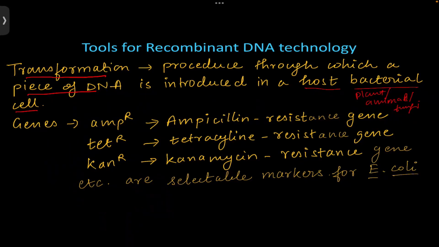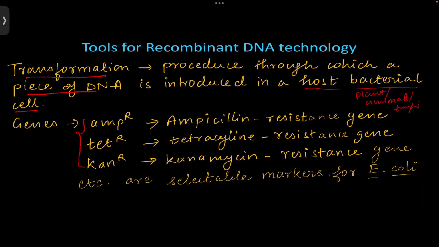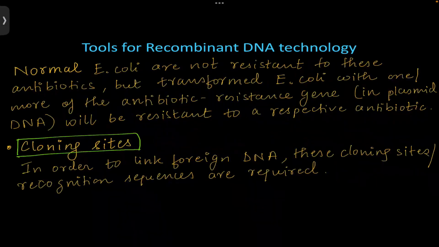Now, I told you that these are the selectable markers. So this ampicillin resistance gene, tetracycline resistance gene. This is kanamycin, another antibiotic. If this kanamycin resistance gene is present, then that particular host cell will be resistant to the kanamycin antibiotic. So these are all selectable markers. Now we'll deeply understand the role of selectable markers in this discussion from now onwards.